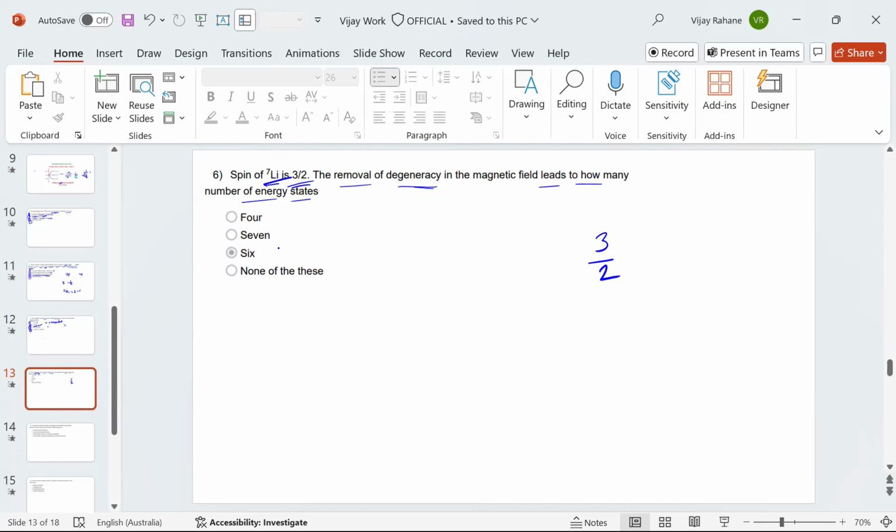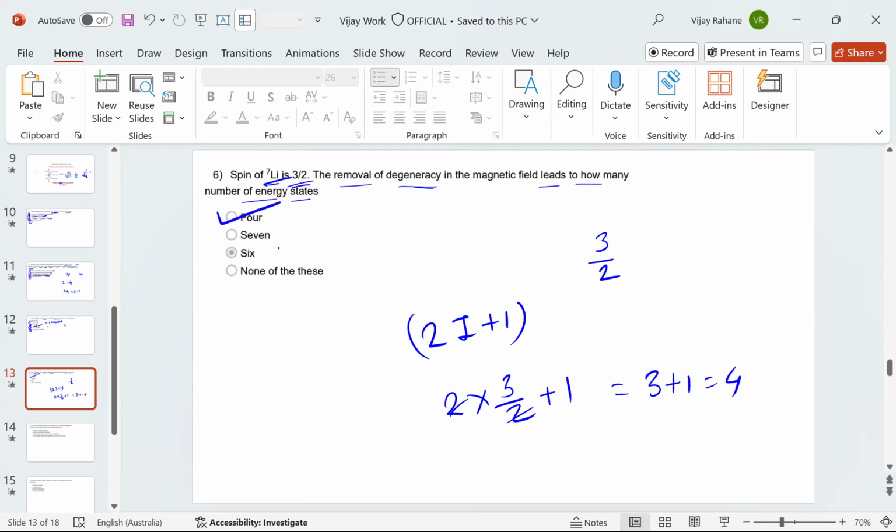2I plus 1. So put the value of I: 2 multiplied by 3 by 2 plus 1. So it will be 3 plus 1, which is 4. So the first option is the correct one.